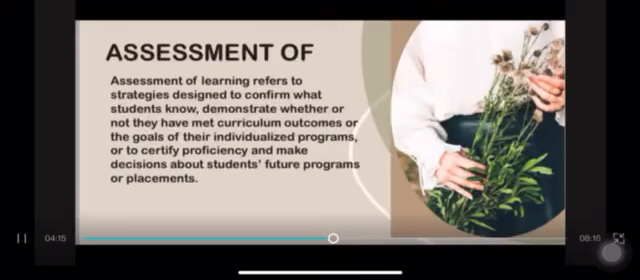Last one is the assessment of learning. Assessment of learning refers to the strategies designed to confirm what students know or acquired during class discussion throughout the discussion, demonstrate whether or not they have met curriculum outcomes or the goals of their individualized programs, or to certify proficiency and make decisions about students' future programs or placement.